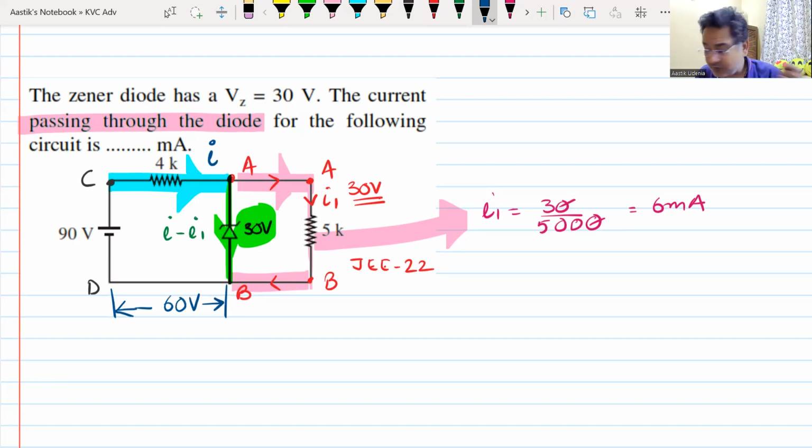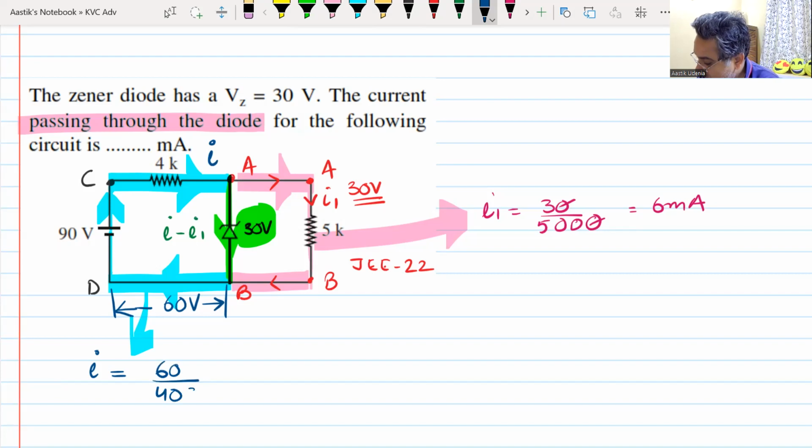Yes, sir. Now, if you know that this potential difference is 60 volt, you can find out the value of this current. Can you tell me the value of I? It would be 60 divided by 4,000. Yes. I think you will get 15 milliamperes from here. Yes, sir.